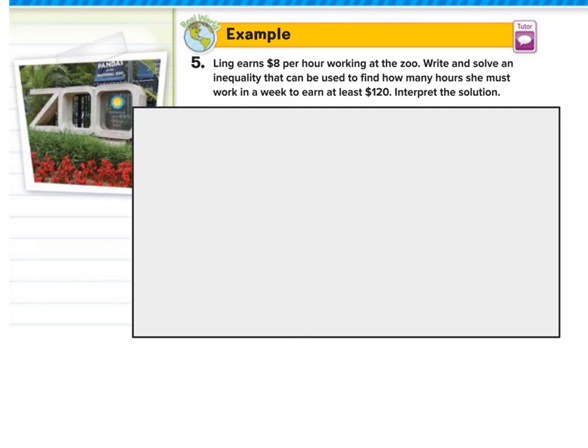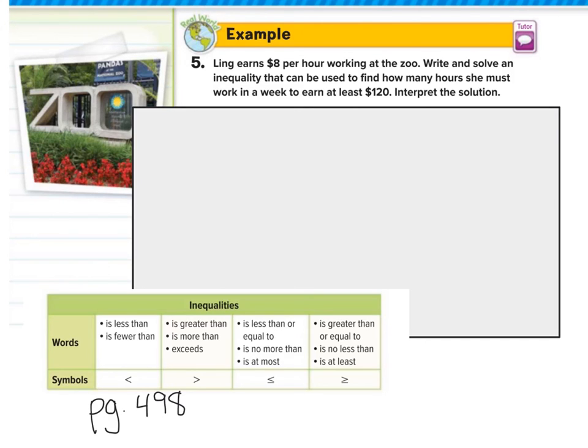Okay, Ling earns $8 per hour working at the zoo. Write and solve an inequality that can be used to find how many hours she must work in a week to earn at least $120. Interpret the solution. So I wasn't really sure what at least meant, if I should use the less than or equal to or greater than or equal to. So I'm looking at the chart from page 498 from our last lesson. I substituted that into this slide, and now I'm looking for the words at least. Okay, it is at least. So it's going to be greater than or equal to.